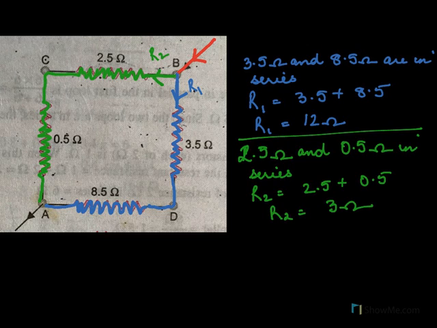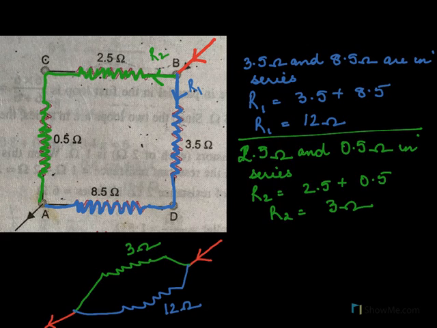Now if I have to draw the diagram again, here the current enters, here the current leaves. In this arm we know it is 3 ohms, and then we have the other arm here, we know this is 12 ohms. This is my R1 and this is R2. Now R1 and R2 are connected in parallel.